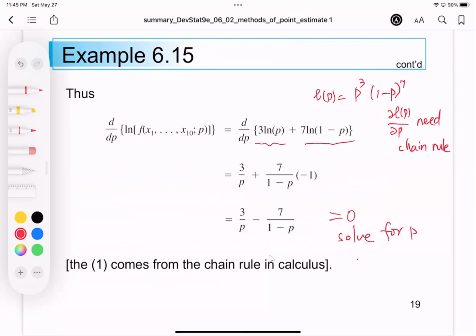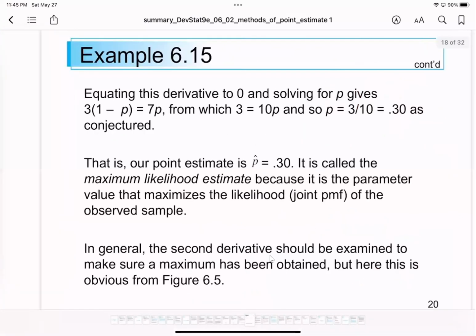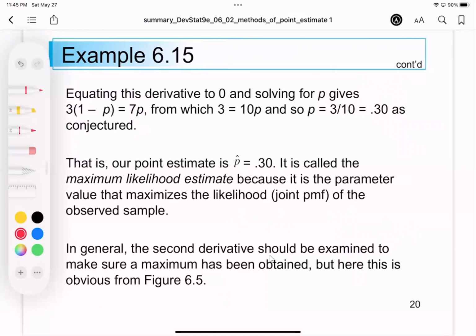So in this case, it becomes 3 over p equals 7 over 1 minus p. So we can cross multiply. So 7p is equal to 3 times 1 minus p. And you solve for that, you get p equals 3 over 10. Okay. So that gives us p is 3 over 10. It gives the likelihood estimate.